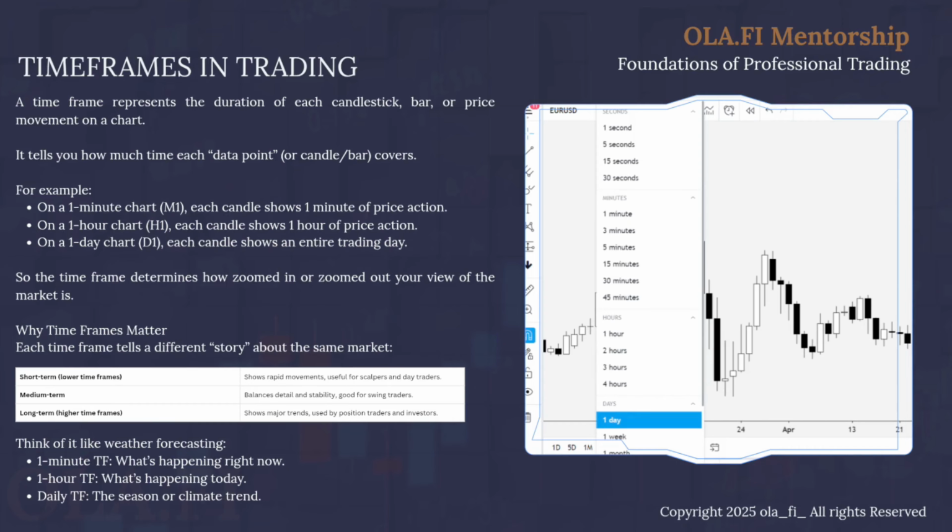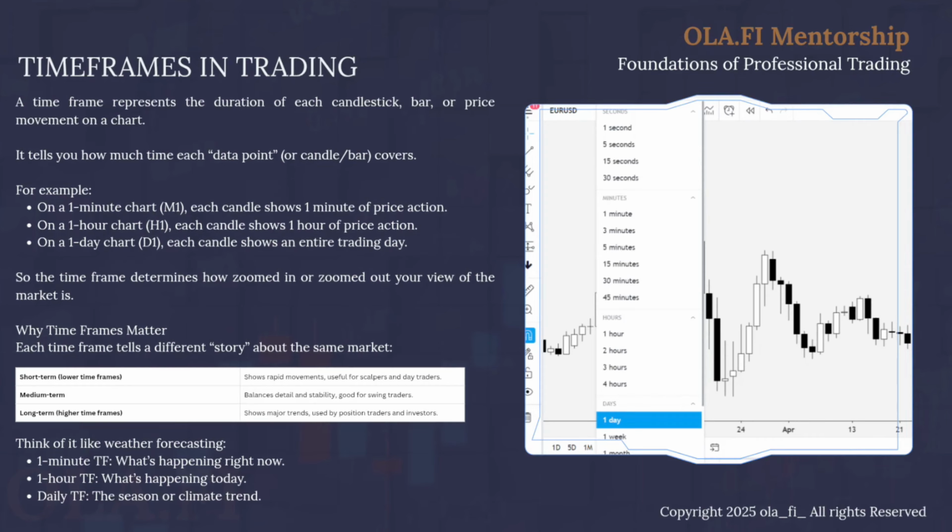So on a 1 hour chart, each candle shows 1 hour of price action. On the daily chart, each candle shows an entire day. If you observe the image on the right, these are all possibilities of time frames in trading. There's 1 second, 5, 15, 30 seconds, 1 minute, 3 minutes, 5 minutes. In fact, you can do 7 minutes, 2 minutes, 4 minutes. Technology has made these things all possible.